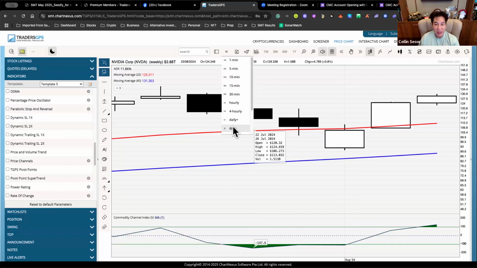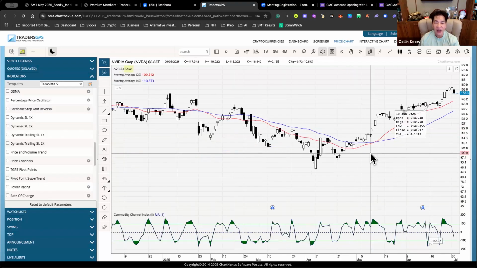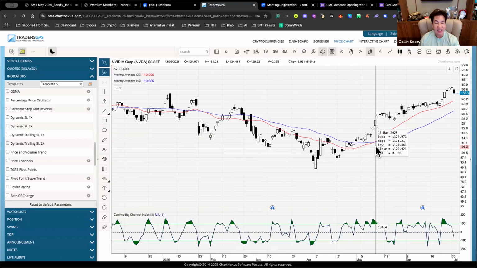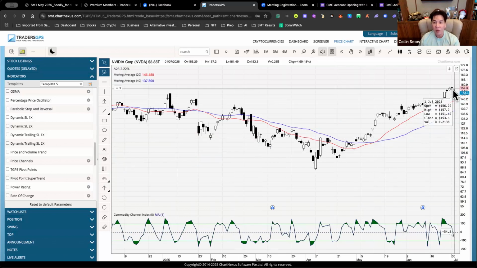Okay, now we go to the daily chart. The daily chart and the weekly chart are actually the same. The only difference is that on the daily chart, one price bar is 1 day, and on the weekly chart, one price bar is 1 week. Yes, if you understand. One price bar is 1 day, one price bar is 1 week.